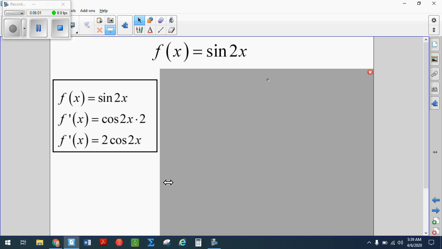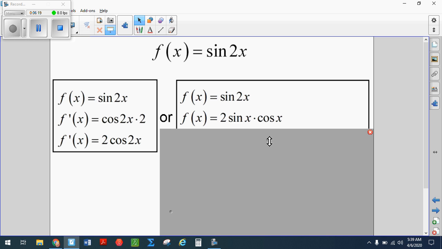Your book uses u for its notation for that a lot of times, so the sine of u is equal to cosine of u times u prime, where u is a function of x. You could also do that by rewriting this with the identity. Sine 2x is 2 sine x cosine x.